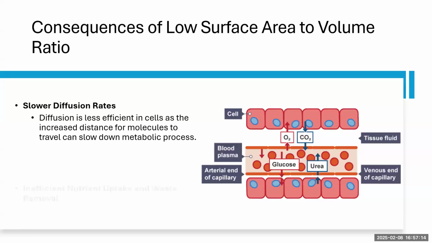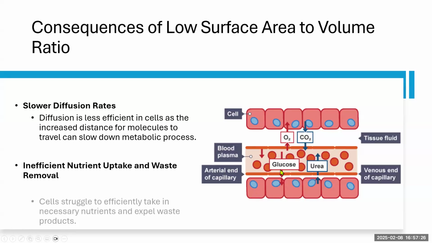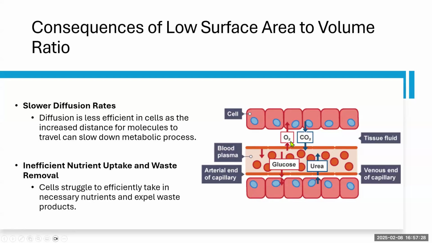What we also see as well is that there is inefficient nutrient uptake and waste removal. So many cells require nutrients such as oxygen and glucose, but as they become bigger, the efficiency of diffusion slows down. So cells struggle to efficiently take in necessary nutrients and expel wastes like urea and carbon dioxide. So this can lead to a buildup of waste within the cell and a shortage of materials, and this can impair cellular function.